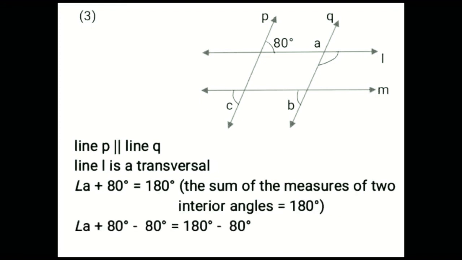Angle A plus 80 degree minus 80 degree is equal to 180 degree minus 80 degree. Subtracting 80 degree on both the sides. 80 degree minus 80 degree get cancelled. 80 minus 80 is getting 0. Now subtract 180 degree minus 80 degree.